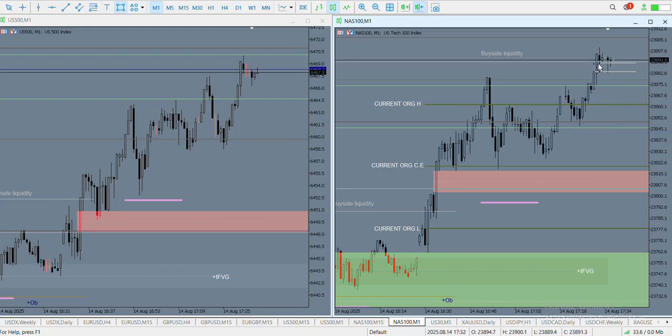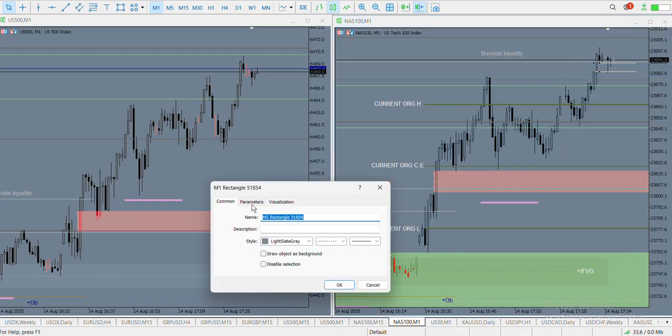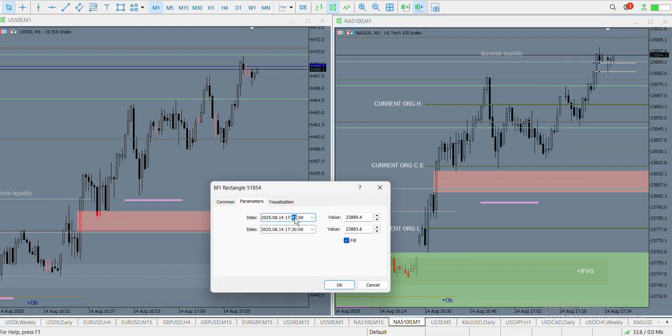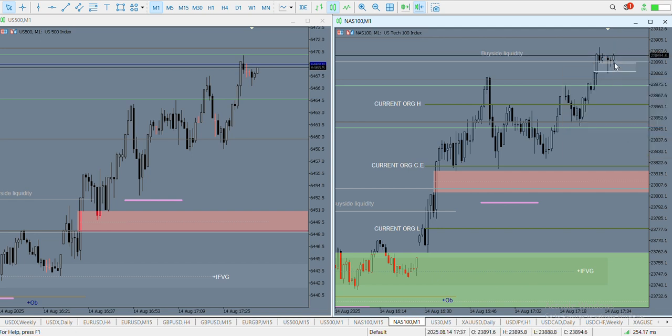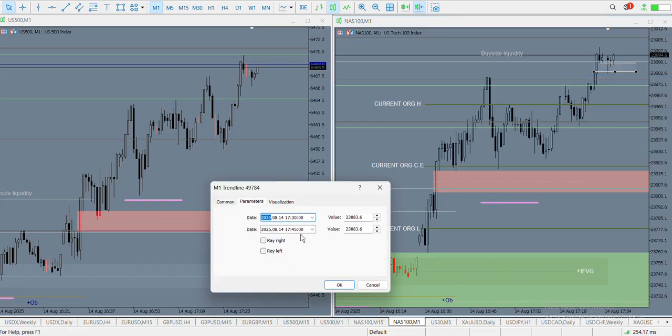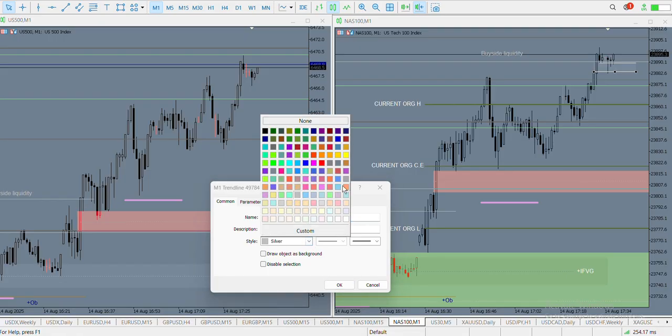So we've just touched in this gap here. And look at price moving higher. Interesting.